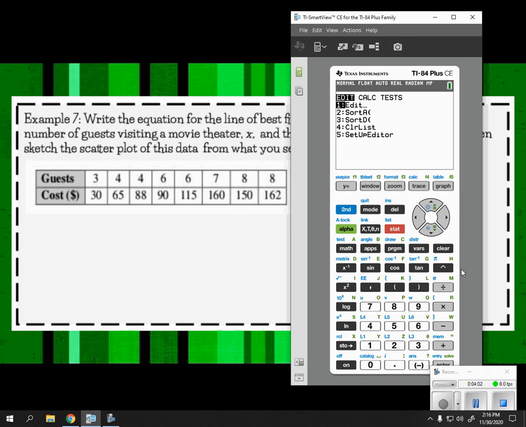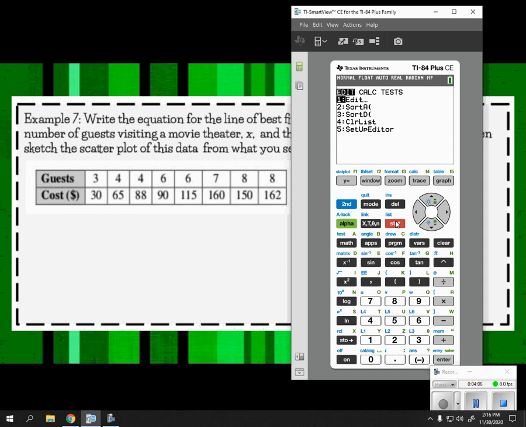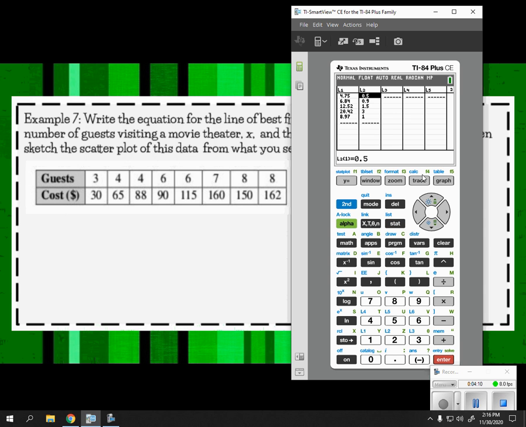My menus are coming up all kinds of weird stuff. Okay, so we hit stat and enter. And we could clear out if we wanted to. You could go up and hit clear and enter, or you could just type over. I leave that up to you, but you have to do one or the other.